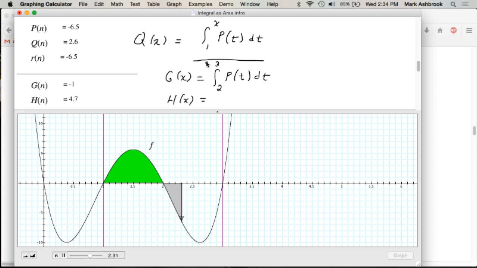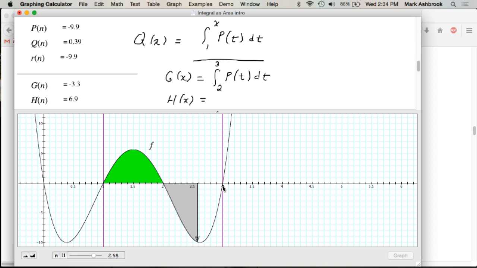So let's forget about the g of x. What about this expression right here? The integral from 2 to 3 of p t dt. What's that? Right. So that would be the opposite of this gray area, right? The integral from 2 to 3 would be the negative version of, or the opposite of, that gray area once it's done.